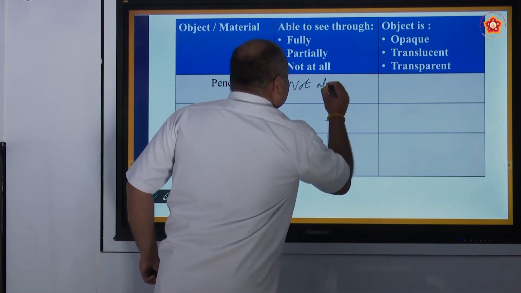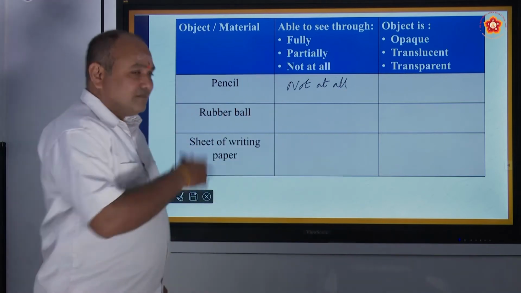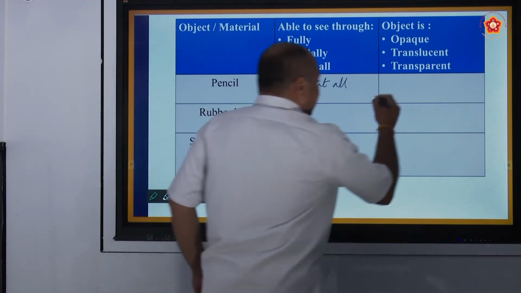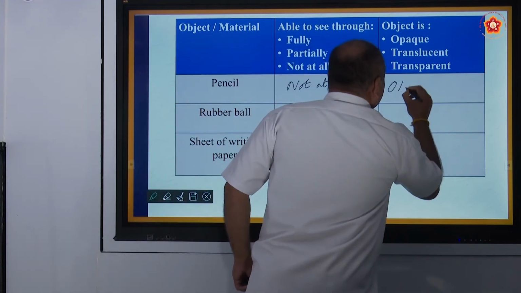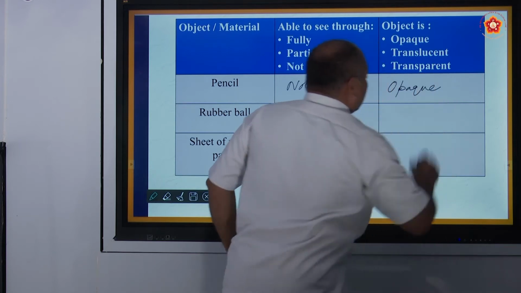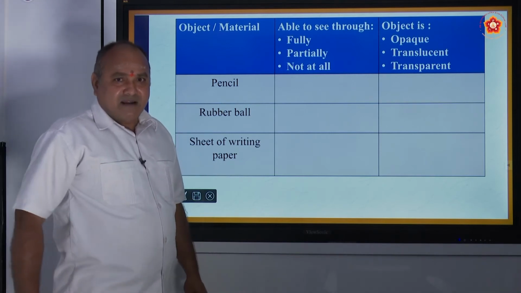Not at all. What is meant by not at all? Because its light is not passing through, it means an opaque object. So you will conclude, you write opaque. So rubber ball, you keep playing, right?